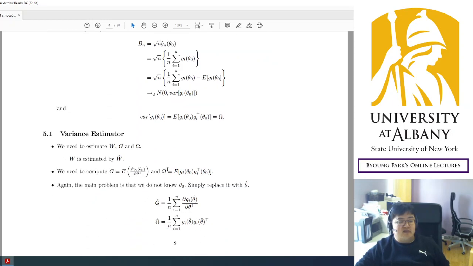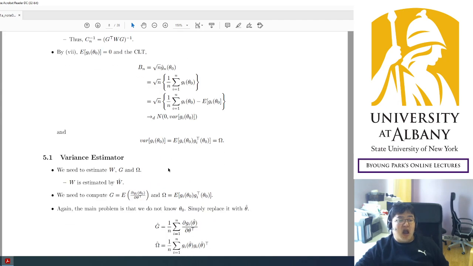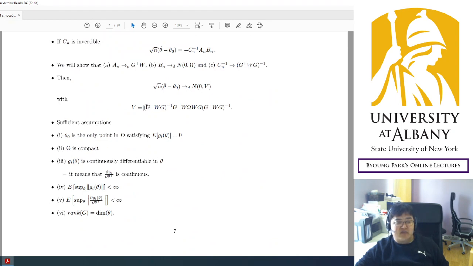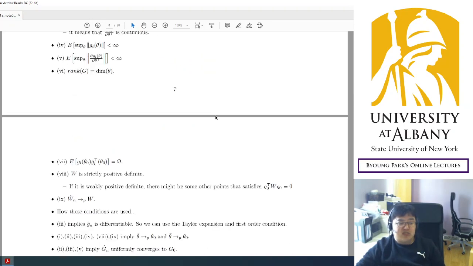So good luck. And then the next question here is, how can we estimate the variance? Now, the variance is given by this form, and suppose that you know the weighting matrix, or at least W hat converges to this matrix, so W is not a problem. But you have to estimate omega, which is the limiting variance of this term, and also you have to have capital G, which is the limit of the derivative. So then how can we estimate that?